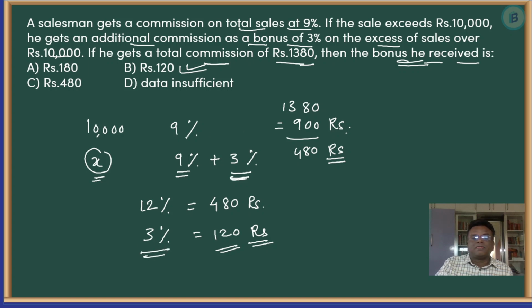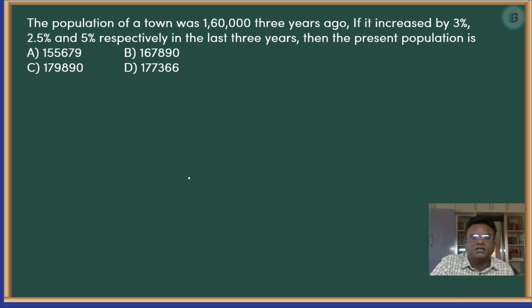First, 9% gone, 900 rupees gone, 480 left, right? This 480 is basically original 9% commission plus 3%. That is, whatever this X amount was beyond 10,000 rupees sales, on which he got 480 rupees, which is 12% of this. If the 12% is 480, then 3% is 120. That is the bonus. And the rest, 360 rupees, is original commission. So the answer is 120. Let's go to the next question. And I think this is the last question.